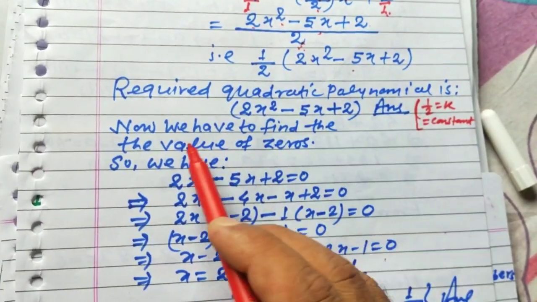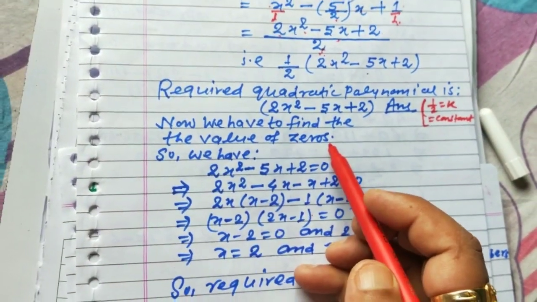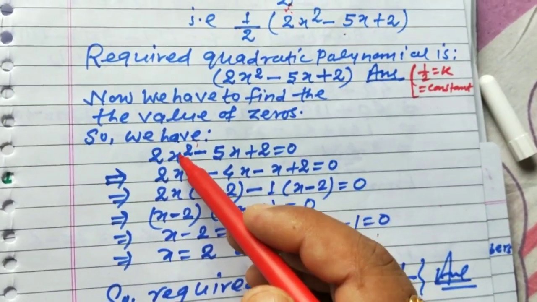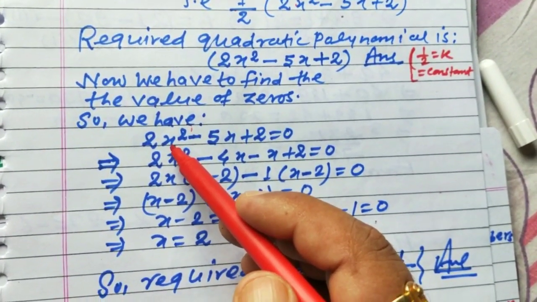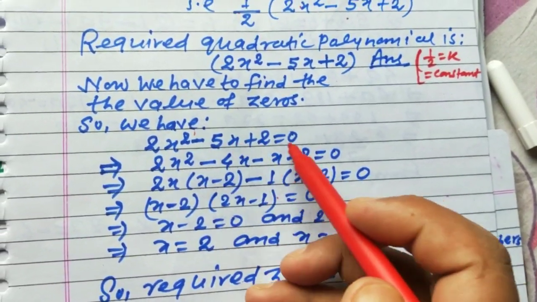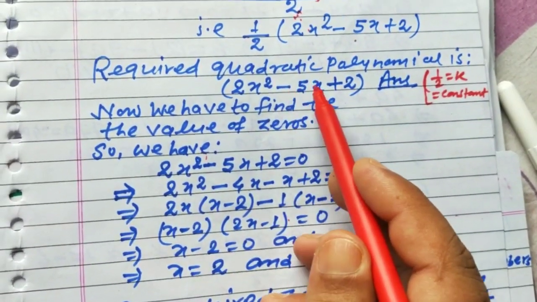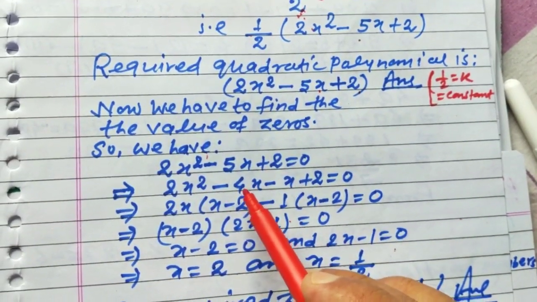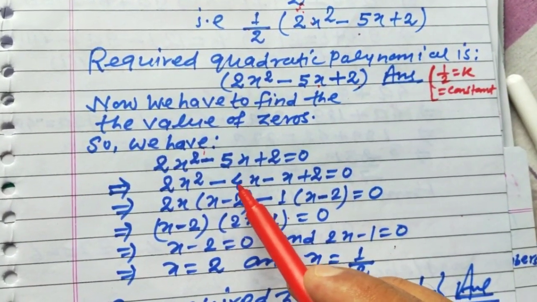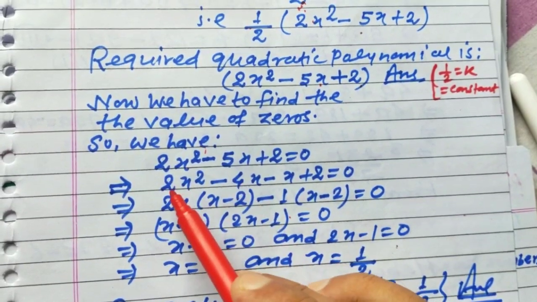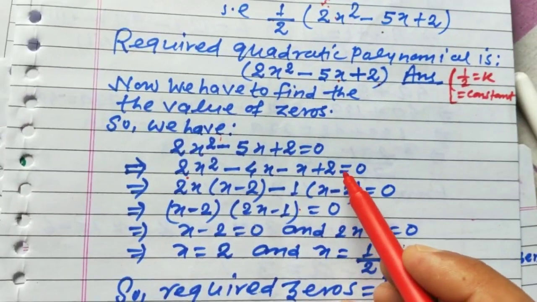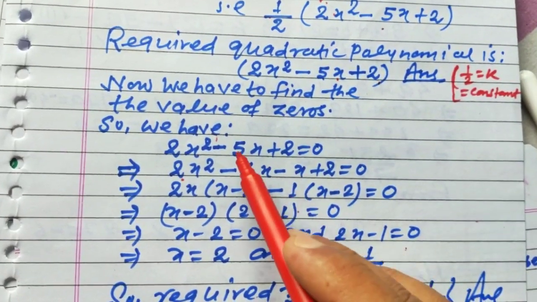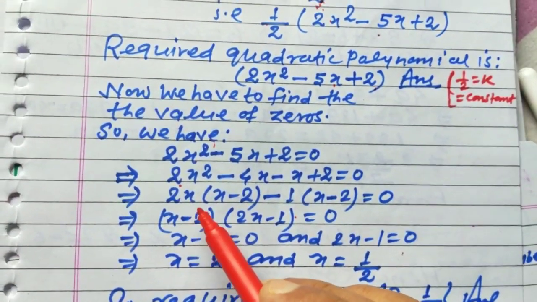Now we have to find the value of zeros of this quadratic polynomial. So let us equate it to 0. So 2x square minus 5x plus 2 is equal to 0. Now let us factorize it. 2 multiplied by 2 will be equal to 4, and minus 4 minus 1 will be equal to minus 5.